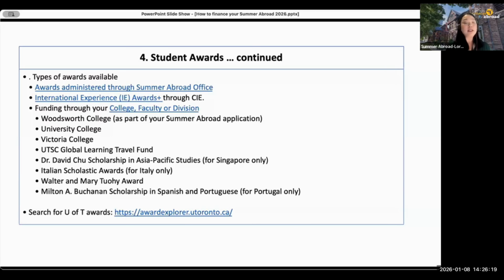Go into Award Explorer, and this is not even for summer abroad. This is just funding in general at GFT. Go into the tool, even if you type in travel awards, it's going to list all different types of awards, and then pick and apply for all the awards where you meet eligibility requirements.